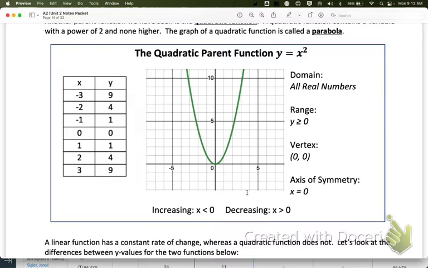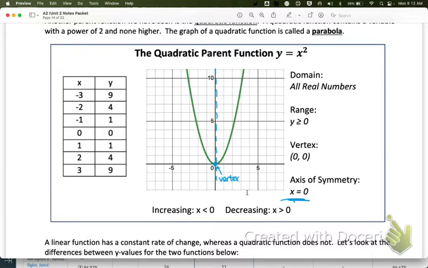This graph also, just like an absolute value graph, has a vertex, which is the lowest point on the graph. It's going to be right here. This point is called the vertex. It's at (0, 0) for the parent function, but it might move somewhere else. And because it also has symmetry, this imaginary, invisible vertical line down the center is called the axis of symmetry, and it goes through the vertex at x equals 0.